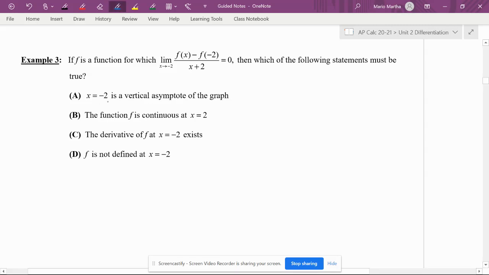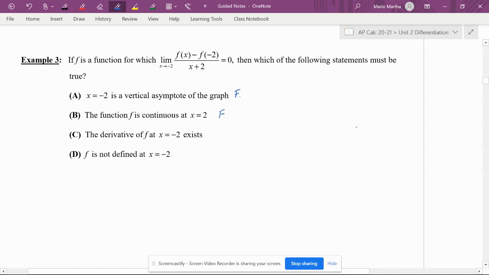For part A, x equals -2 is a vertical asymptote of the graph. We can say this is false. Although the denominator contains x plus 2, the presence of the limit statement makes this false, not pertinent to what is happening at x equals -2. They're telling us that this is pretty much like a derivative, so be careful there.